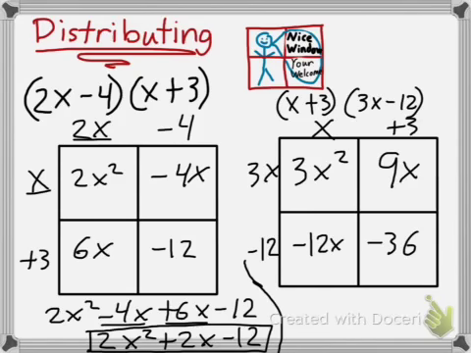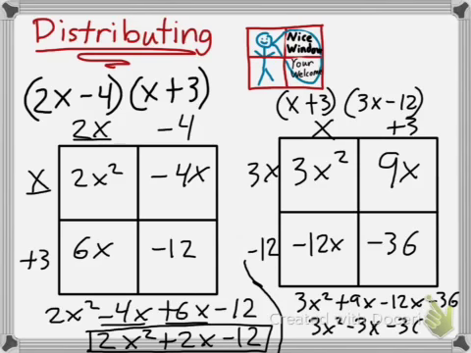Okay, so yours should look something like this. We have an x plus 3 on the top, and then 3x minus 12 on the side, or vice versa. Doesn't matter which side you put those on. And you end up with a 3x squared, 9x, negative 12x, and negative 36 inside. So now we just write it out. 3x squared plus 9x minus 12x minus 36. And then combine the like terms: 3x squared minus 3x minus 36.